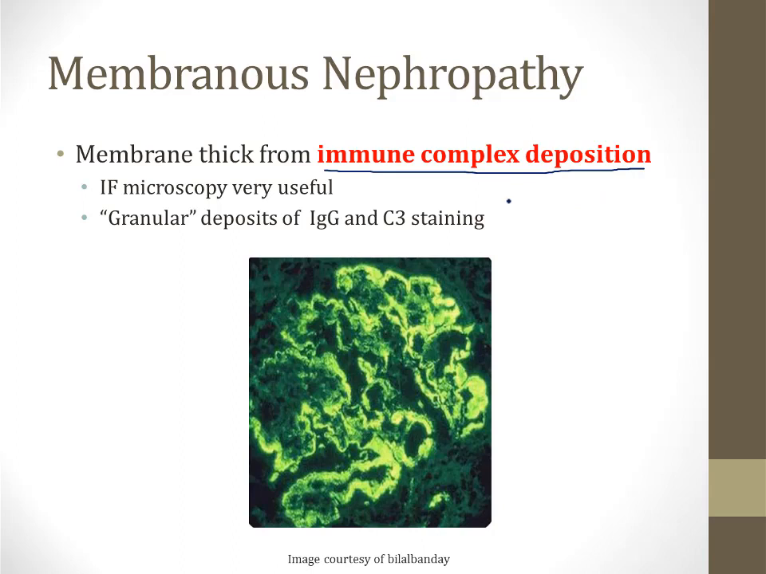Because immune complexes are involved, immunofluorescence microscopy is very useful in membranous nephropathy. It will demonstrate granular deposits of IgG and C3 in renal biopsy samples. This is an example of granular staining shown on the screen here. If you focus on the left side of the image, you see a bumpy appearance to the immunofluorescence antibodies that are lighting up. That bumpy appearance is happening because there are immune complexes deposited in that region of the glomerulus.